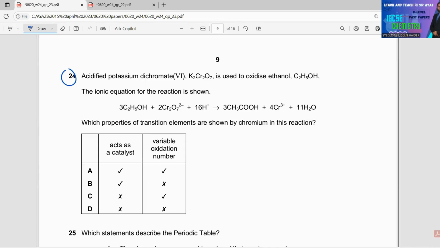What are the typical properties of transition elements? Transition elements or their compounds are colored, they have variable oxidation number, and they act as catalysts. Now in this reaction, K2Cr2O7 is used to oxidize the ethanol, and you see the change in oxidation number. In dichromate, chromium has +6 as the oxidation number, and you see it's +3 here, which means there's a change in oxidation number. So either A is correct or C is correct. Both B and D are incorrect.